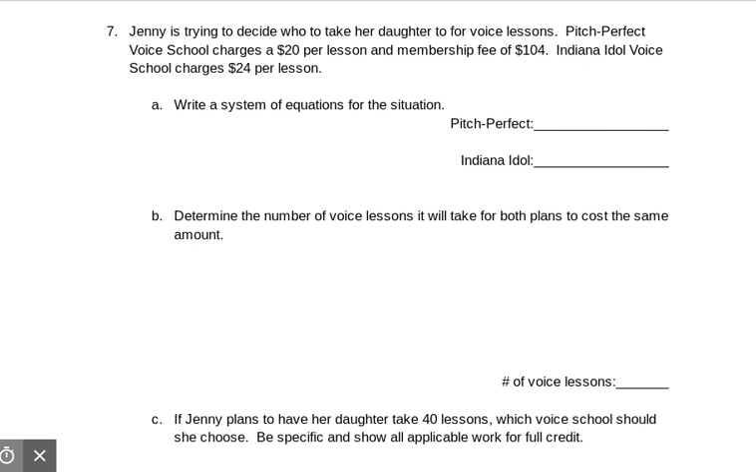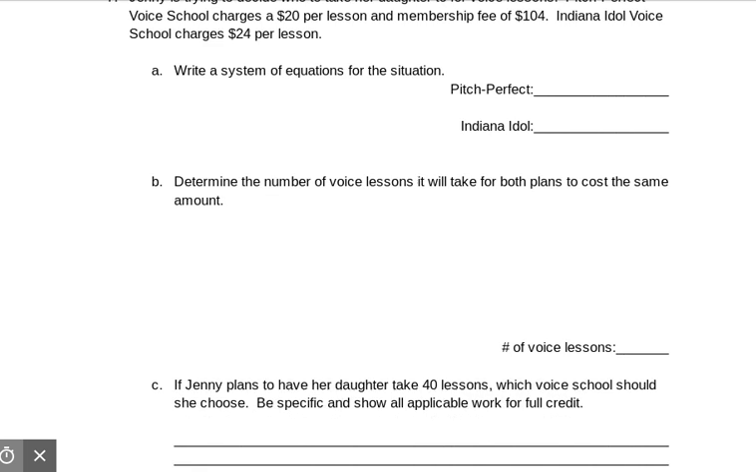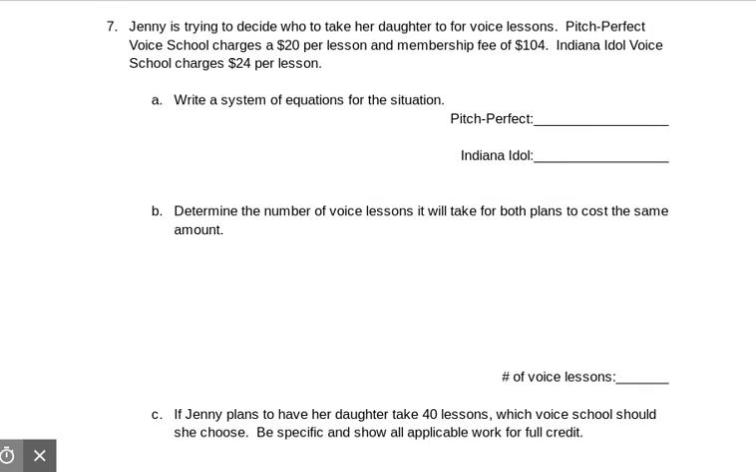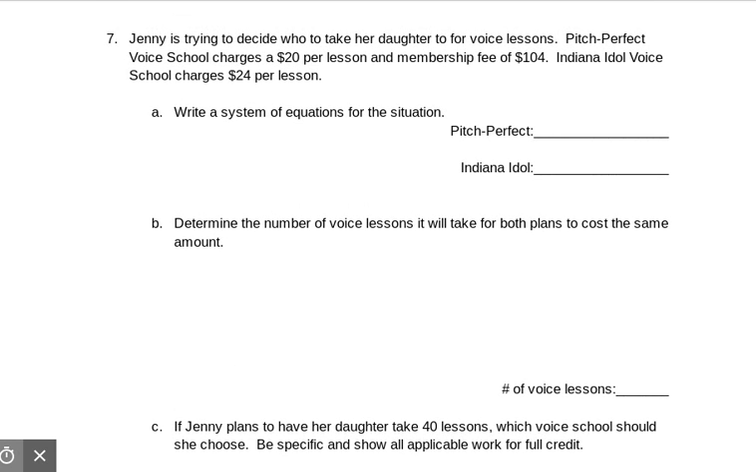All right, problem number 7 has multiple parts to it. So the first thing you really need to do is read through the entire problem. That includes reading A, B, and C to make sure you have an understanding of what's going to be asked of you in this problem. Then go back and let's start our annotating.